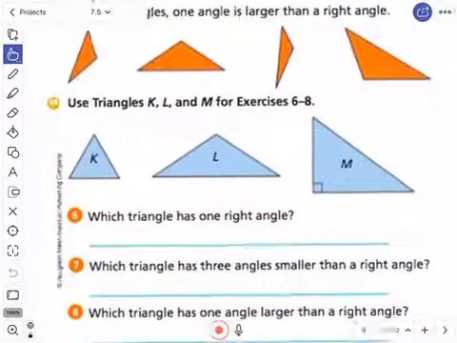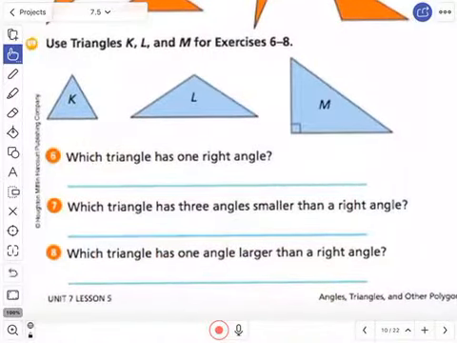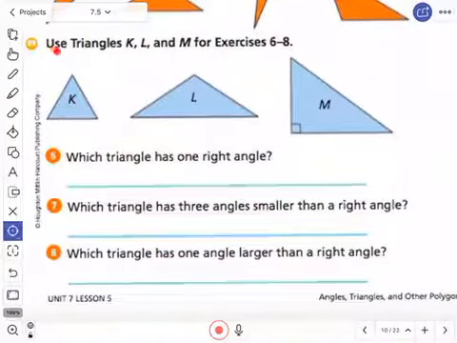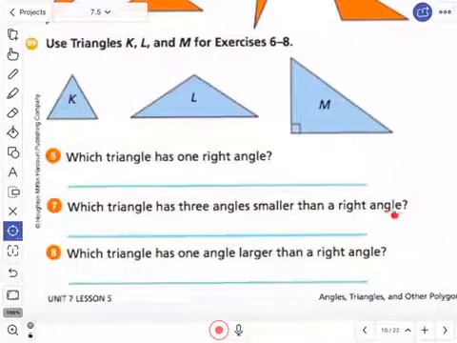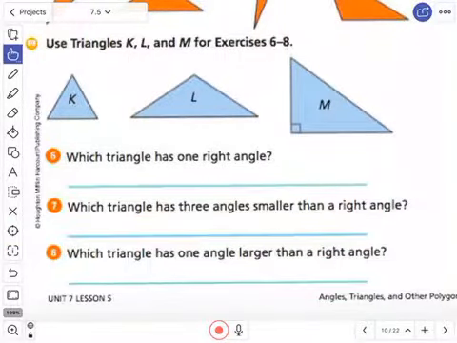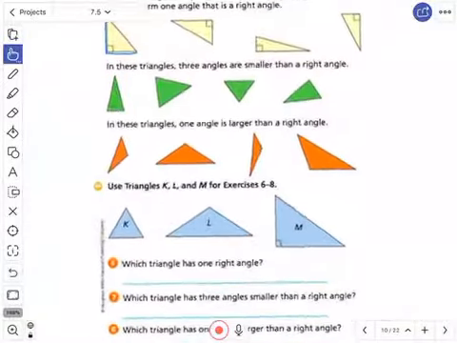But on your page, for questions number 6, 7, and 8, you remember, always read that blank. Use triangles K, L, and M for exercises 6 through 8. Which triangle has one right angle? Which one is it? Is it the K, L, or M? Which triangle has three angles smaller than a right angle? And then number 8, which triangle has one angle larger than a right angle? And for this page, you're just going to use these ones up here.